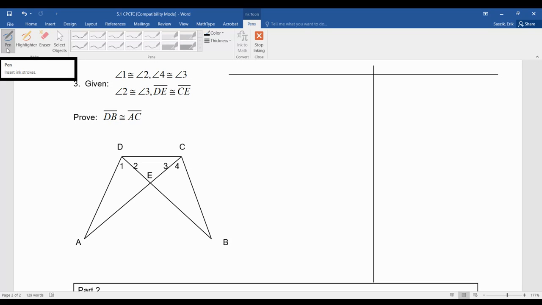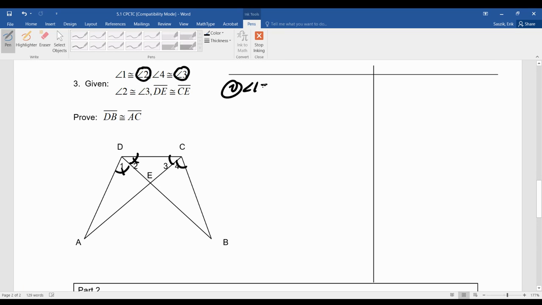So we have 1 congruent to 2, 3 congruent to 4. But then I have 2 congruent to 3. So 2 is congruent to 3, so these angles here are congruent. So I find it really tempting right away, and I think it's the way to go. Say angle 1 is congruent to angle 4, because this would be what?